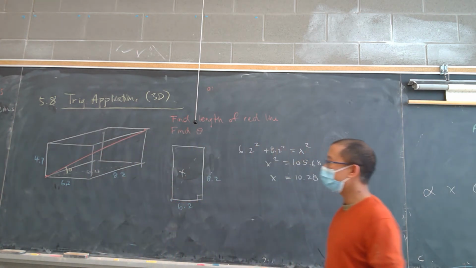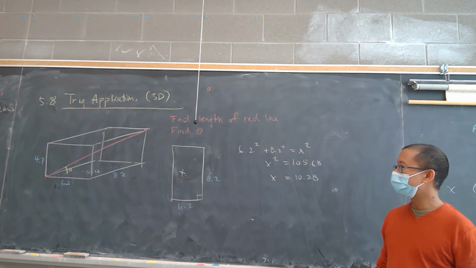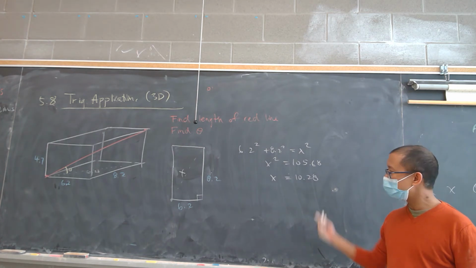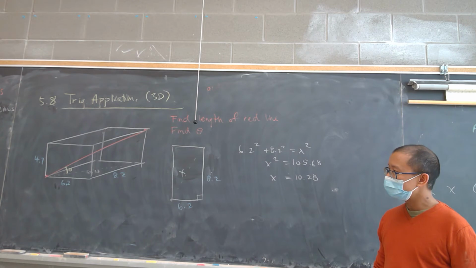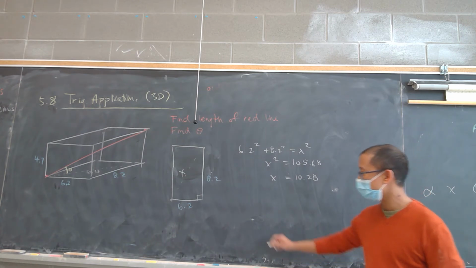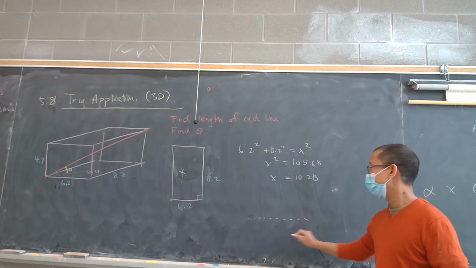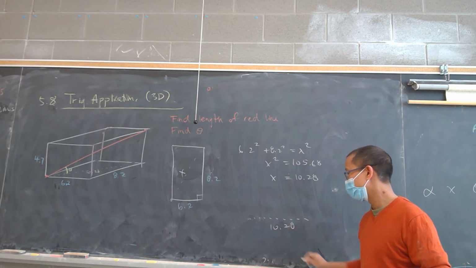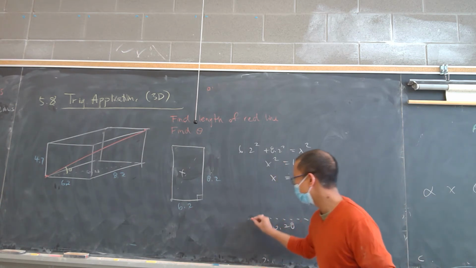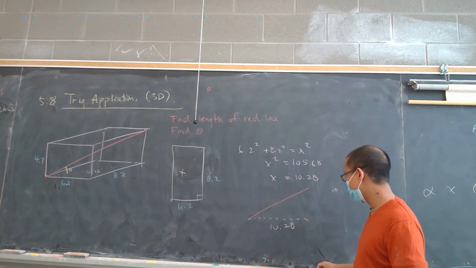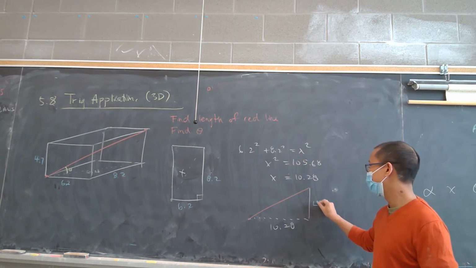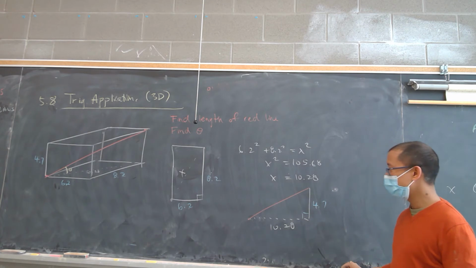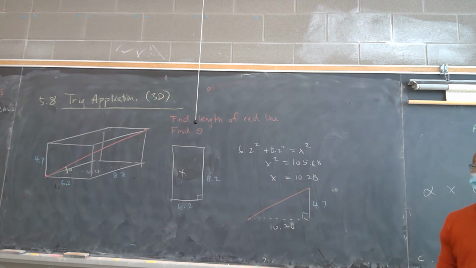Now, notice what I'm going to do next. I'm going to take that answer that our classmate Abby helped us with and draw a new shape. That's our 10.28. I'm breaking this down. That's the diagonal that we're trying to find, and notice the height is this 4.7. And hey, look, we have another right angle triangle.